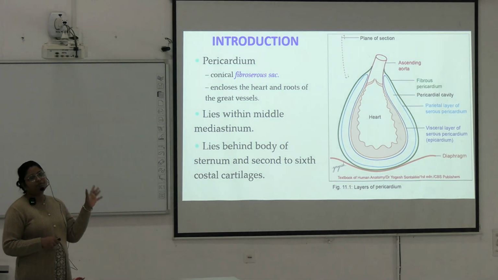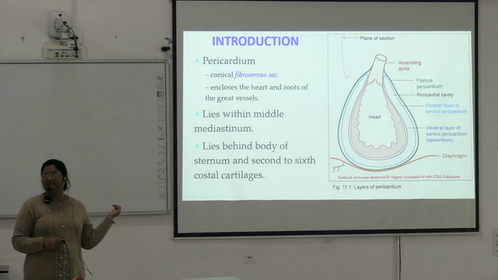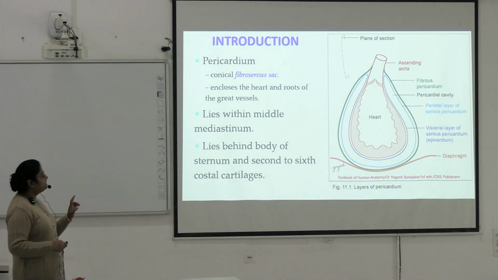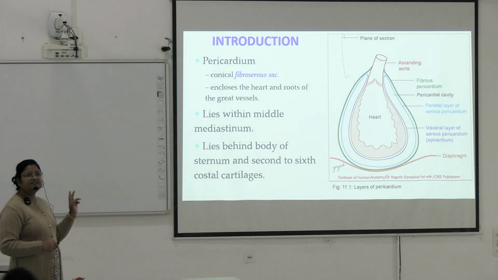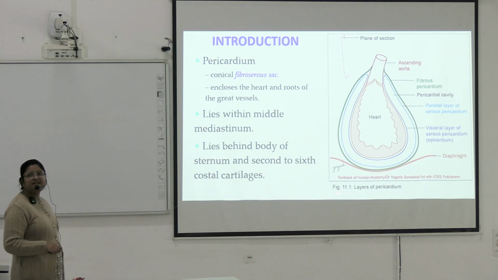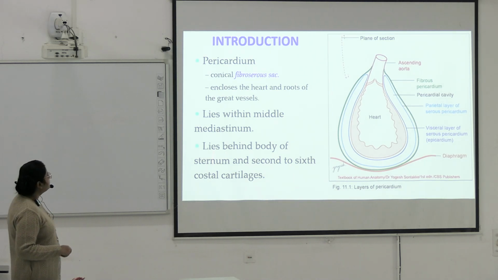You have learned the classification of the mediastinum. Mediastinum class is over. So heart along with the pericardium is lying within the middle mediastinum. It lies behind the body of the sternum against the 2nd to 6th costal cartilages. So these are the locations.